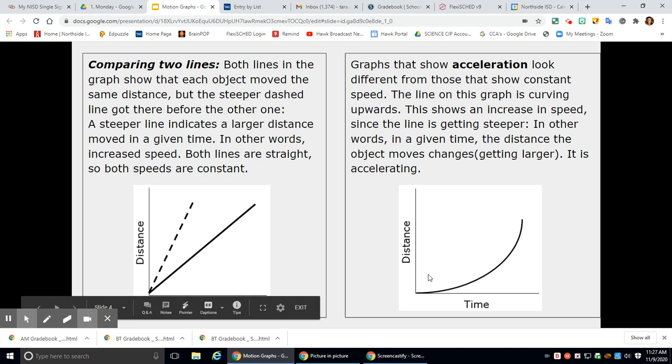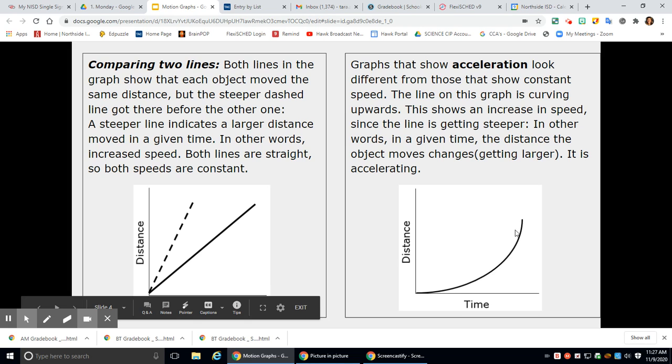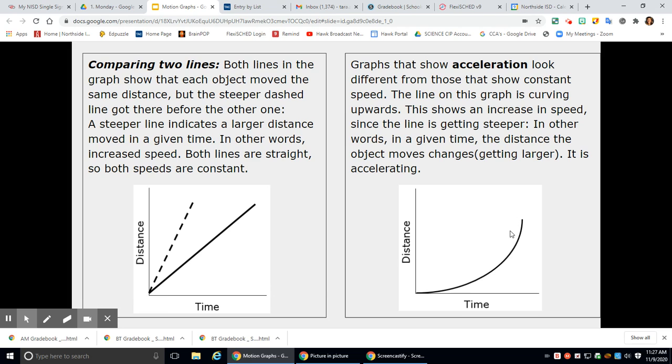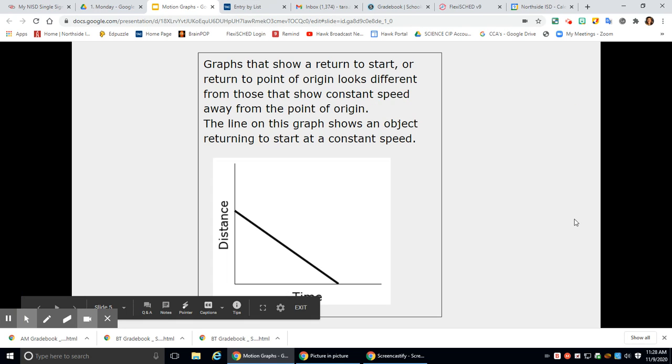Graphs that show acceleration look different from those that show constant speed. The line on this graph is curving upwards. This shows an increase in speed since the line is getting steeper. In other words, in a given time, the distance the object moves changes, getting larger. It's accelerating. So here we can see that we are increasing our speed, so we are accelerating, and you see the curve.